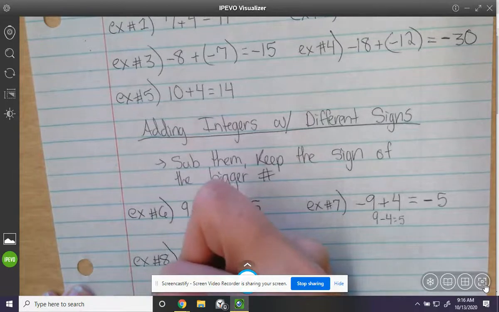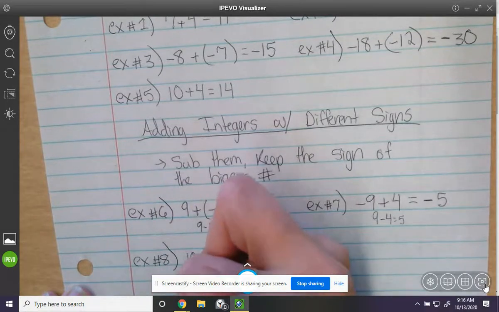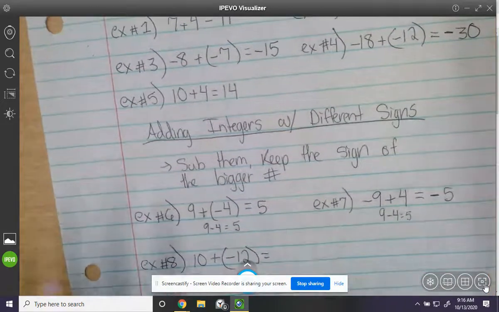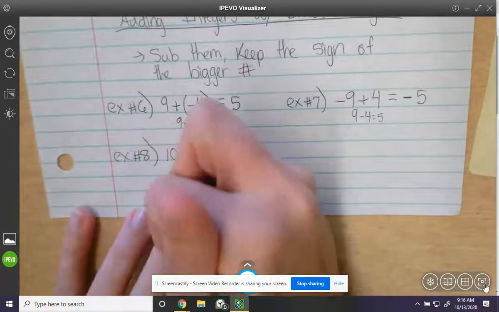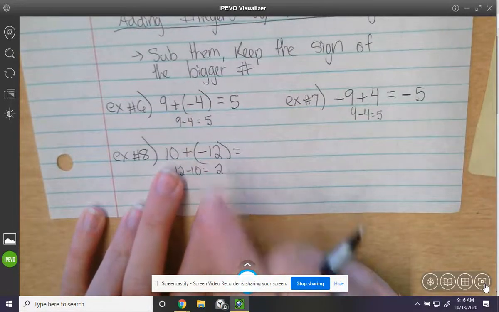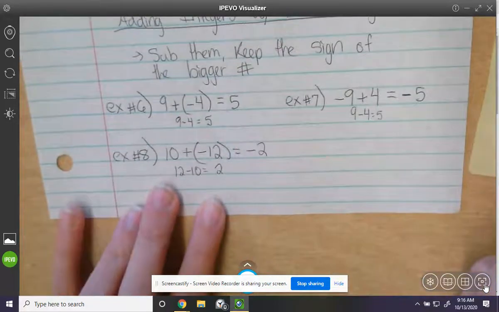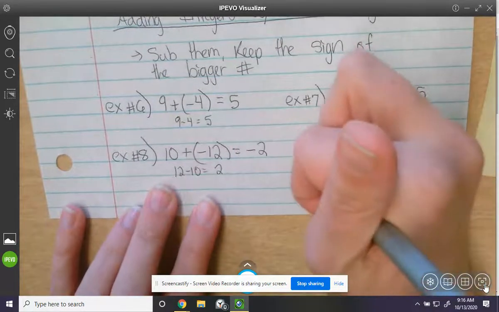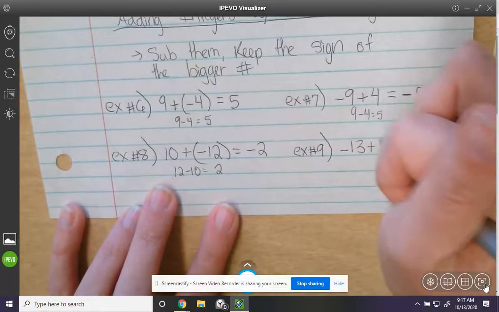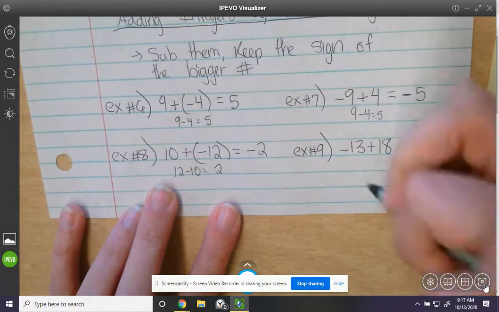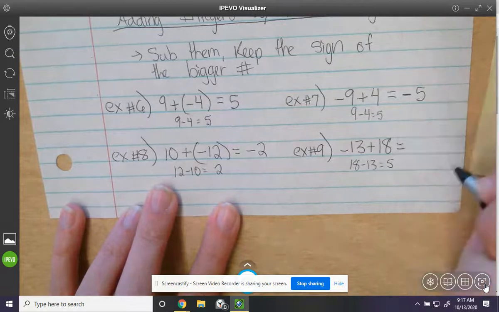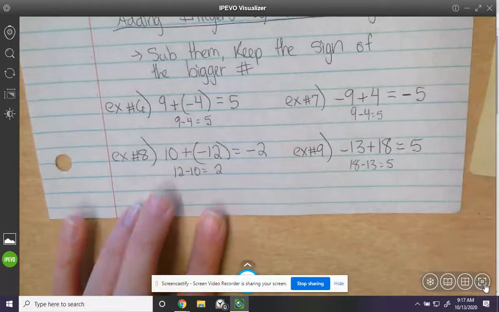All right, so we got 10 plus a negative 12. Subtract. I need to move this down, sorry. So 12 minus 10 is 2. Which one's bigger, 10 or 12? 12's bigger, so it would be a negative 2. All right, negative 13 plus 18. Subtract. 18 minus 13 is 5. Which one's bigger? 18. It's positive, so it would be a positive 5.